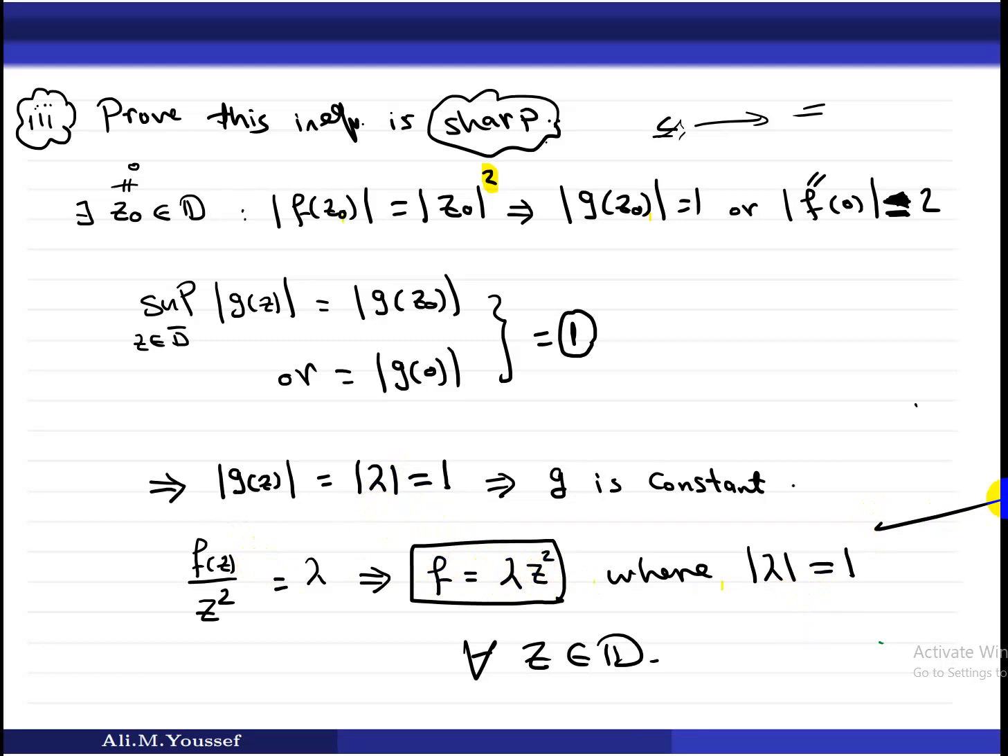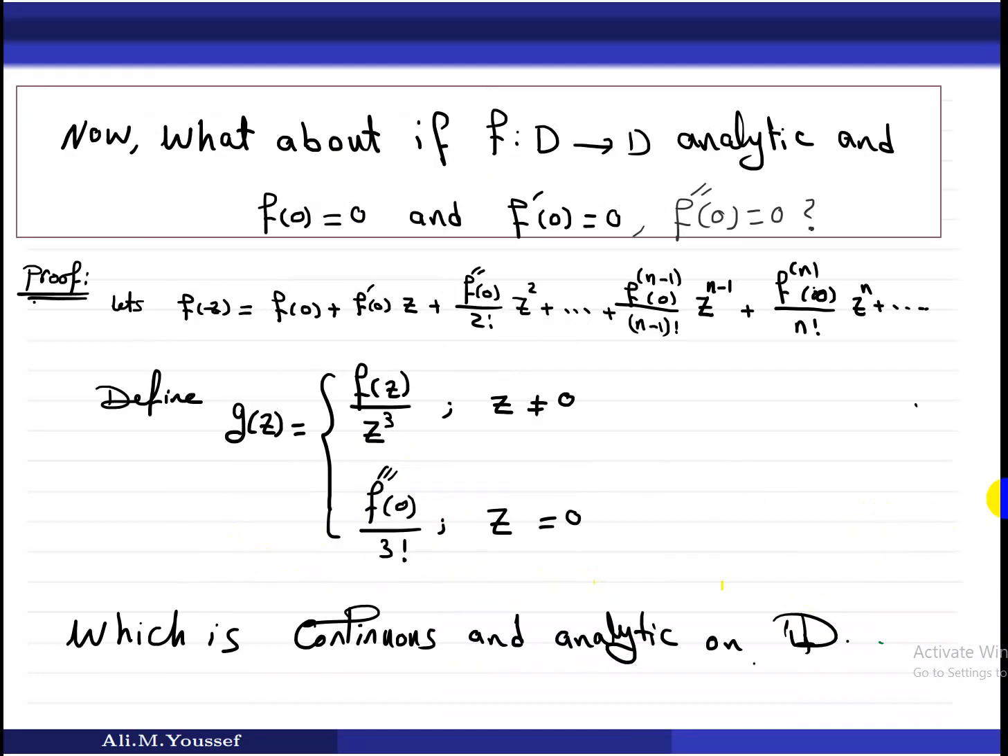So we can add another assumption. We can say that f of 0 is equal to 0, f prime 0 is equal to 0, f double prime 0 is equal to 0. Then the first term that remains is f triple prime, z cubed. So we have to divide by z cubed. So g of z is f of z over z cubed, with f triple prime 0 over 3 factorial. And apply the maximum principle theorem, and done. All of these consequences, we will see in the comprehensive exams. We will see all of these questions.